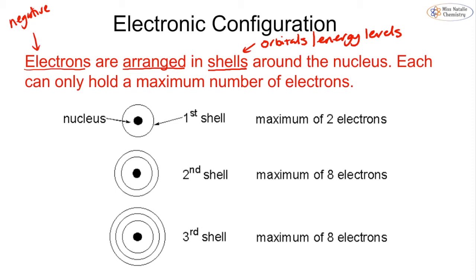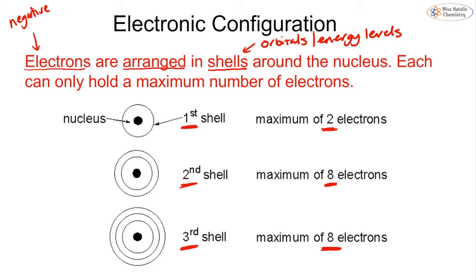And each of these shells can hold a maximum number of electrons. So our nucleus in this diagram is our black dot here. The first shell is just a circle around the nucleus, and it's quite small, so it can hold a maximum of 2 electrons. We move to the second shell, which, again, we're just going to continue to display as circles. Our second shell is a little bit bigger. It can hold a maximum of 8 electrons. And the third shell, again, just a little bit larger, can also hold a maximum of 8 electrons.